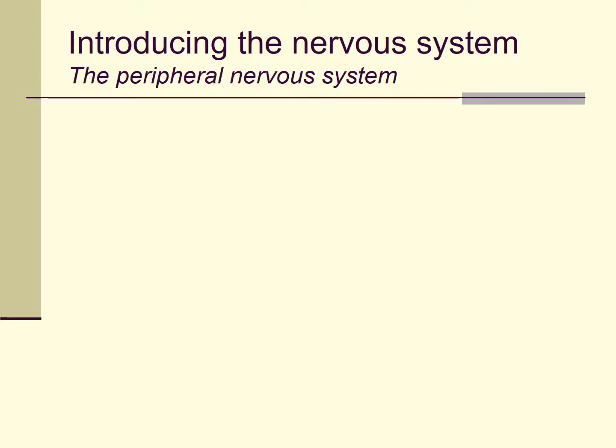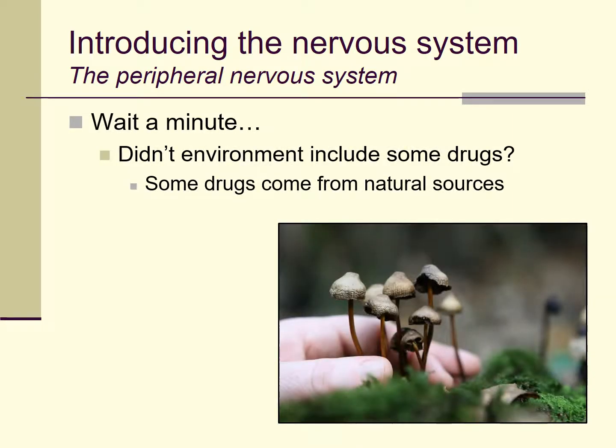Now, if you're a skeptical thinker or a careful thinker, at this very moment you might be wondering, wait a sec, doesn't the environment include drugs? There certainly are some drugs which come from natural sources, whether they are plants or fungi, and might it not be the case that throughout evolutionary history, in the so-called environment of evolutionary adaptation, there were things like psychedelic mushrooms, or opium poppies, or coca leaves, or cacao chocolate beans that contain caffeine, and so on and so on.